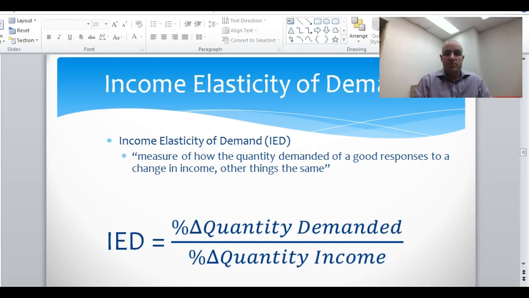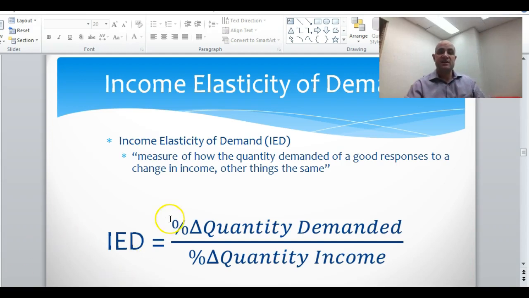So now that we've gone through pretty extensively price elasticity of demand, let's look at some of the other elasticity measures out there. The first one we have is the income elasticity of demand. Income elasticity of demand is basically looked at the same way as price elasticity of demand. It's a measure of how the quantity demanded of a good responds to a change in income, other things the same. So how do you measure it?